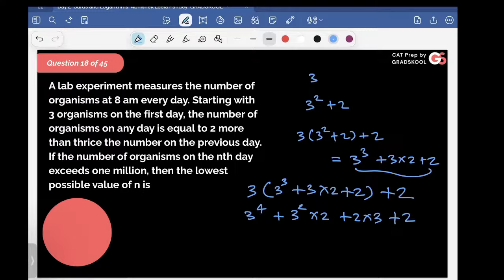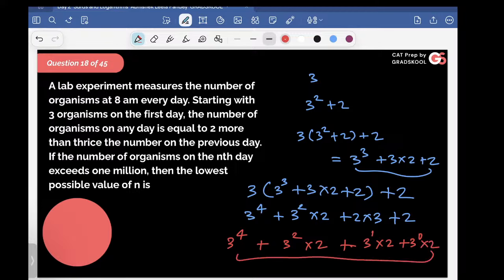पैटर्न दिख रहा है. इसको मैं अगर अच्छे तरीके से लिखूं, देखो क्या बनेगा. 3 to the power 4 plus 3 square into 2 plus 3 to the power 1 into 2 plus 3 to the power 0 into 2. How cool is that? Looks like a pattern.